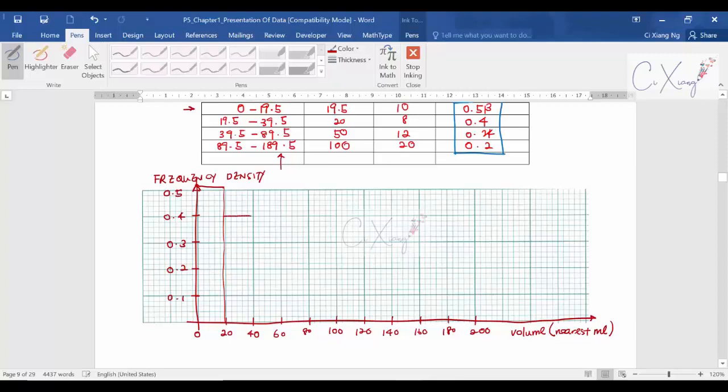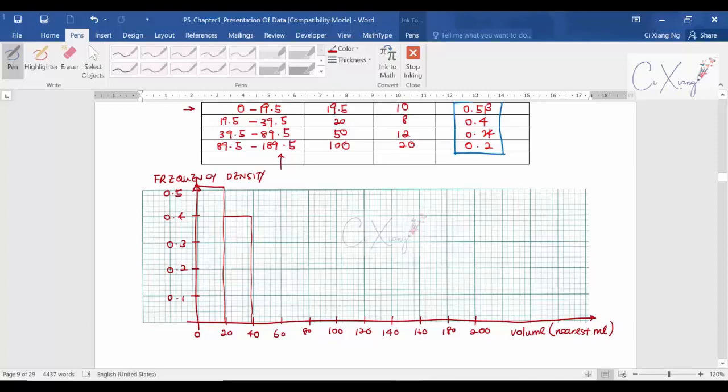39.5 means very close to 40, but didn't touch the 40 yet, because my scale is too small here for the x-axis. If you can draw it bigger, then it's easier for you to measure. Alright, 39.5 to 89.5, you will get 0.24.